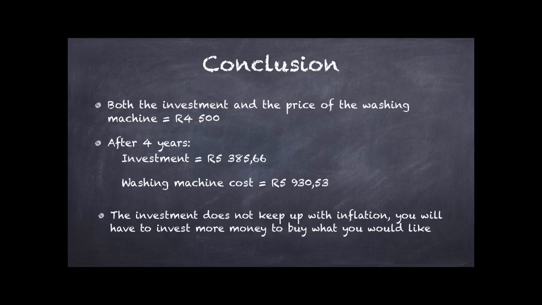From the videos that we've just watched, let's draw a conclusion about inflation. Right, first of all, we can say both the investment and the price of the washing machine was 4,500 Rand. After 4 years, the investment was 5,385 Rand and 66 cents, whereas the washing machine cost 5,930 Rand and 53 cents. This shows us that clearly the investment does not keep up with inflation. If you want to save for something, you are going to have to invest a little bit more.